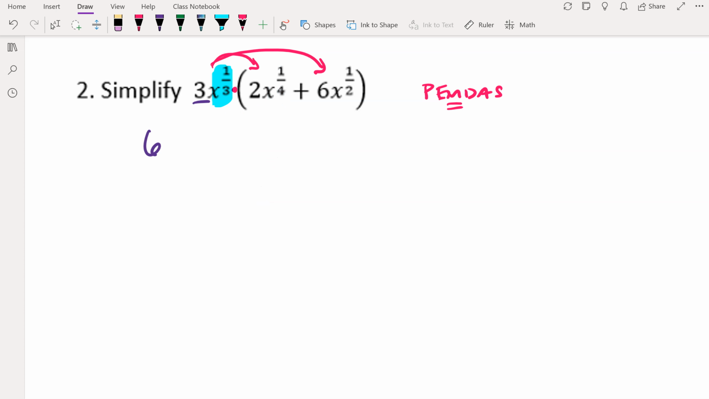So here's what we're going to do. We are going to just copy what we have, x to the 1/3, but then put a plus sign, plus 1/4 here, so 1/4. All right, so we've already dealt with this guy. Now let's copy our plus sign that's in the middle. And now let's do 3 times 6, 18. And then we need to copy this one, x to the 1/3. And because we're multiplying, we're going to add our exponents, plus 1/2.